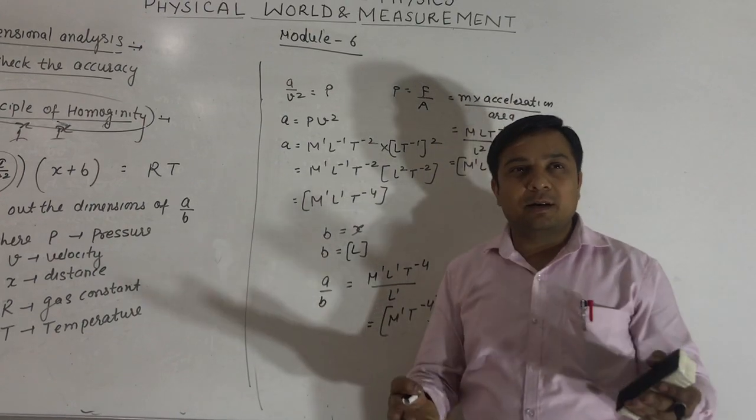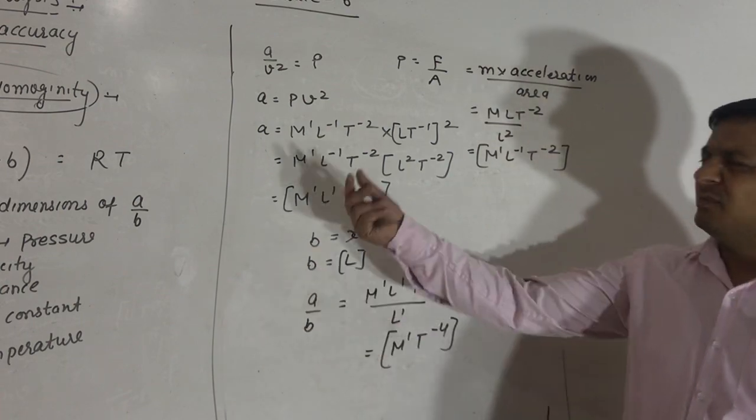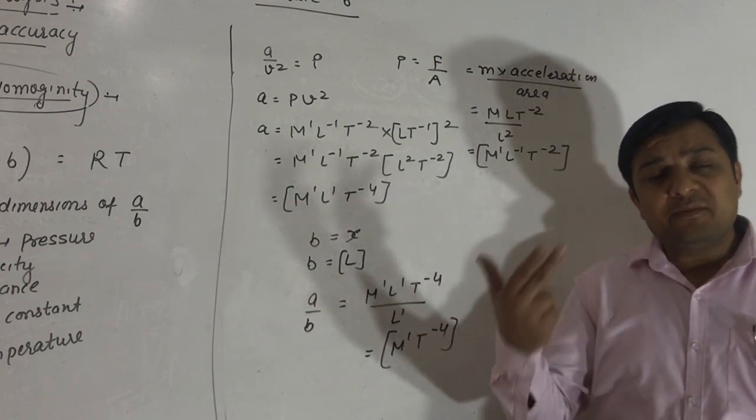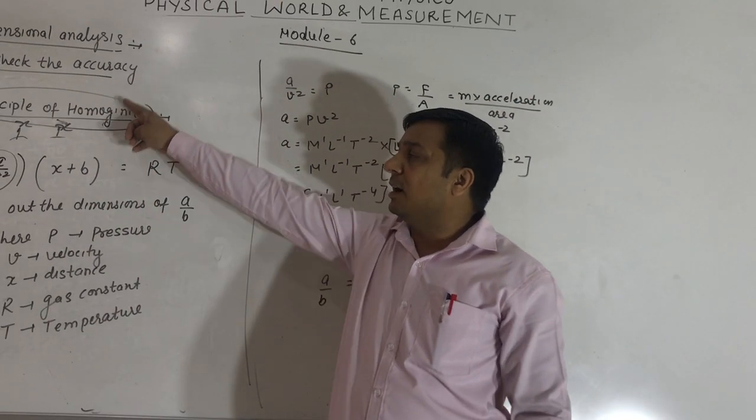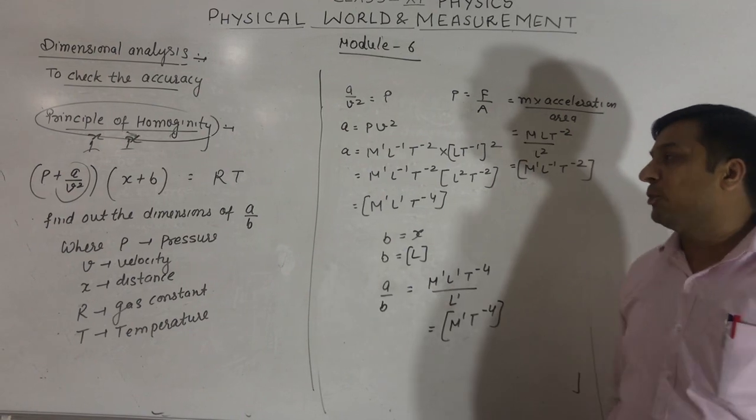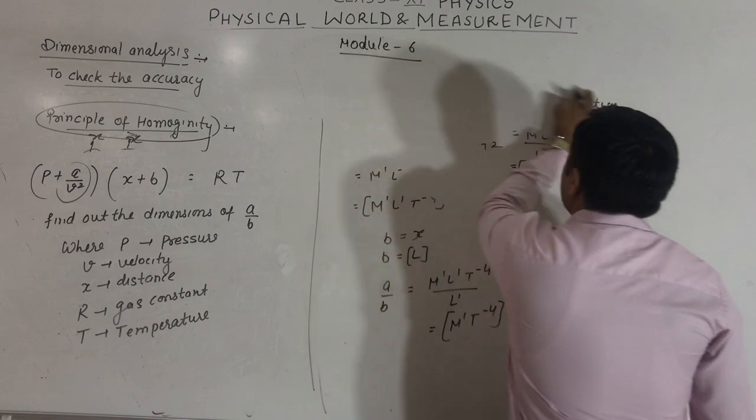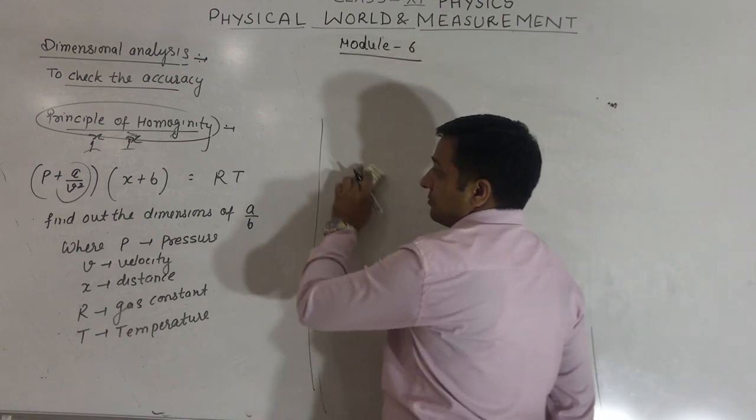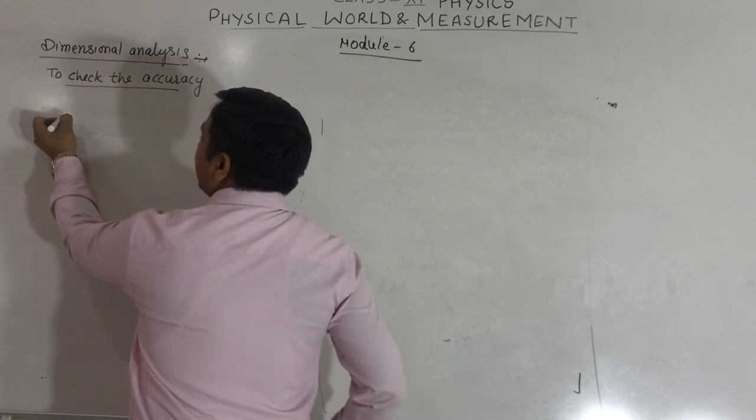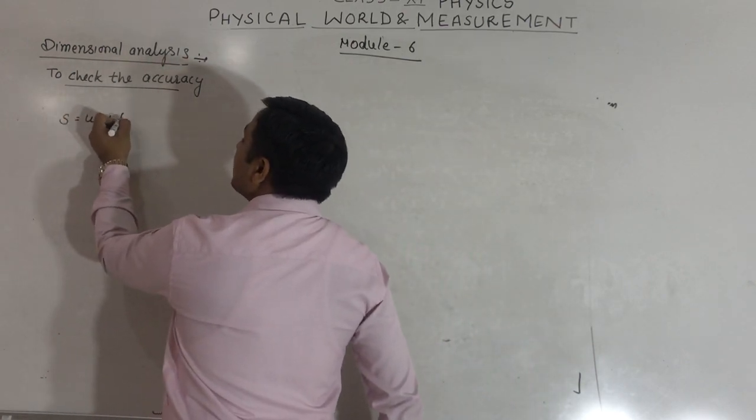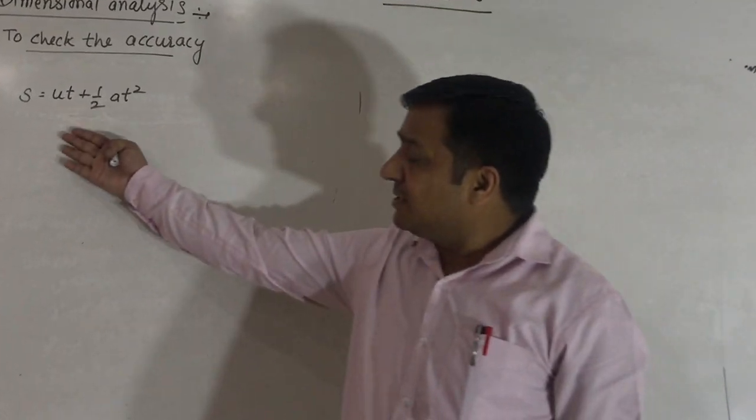If you are doing any derivation in physics, and if you face a problem and want to check whether our derivation is wrong or right, then you can use the principle of homogeneity to check the accuracy. And now I am giving a very important example to check the accuracy. Students, you know the very famous equation, S is equal to ut plus half at square. We will have to check whether this equation is correct or not.